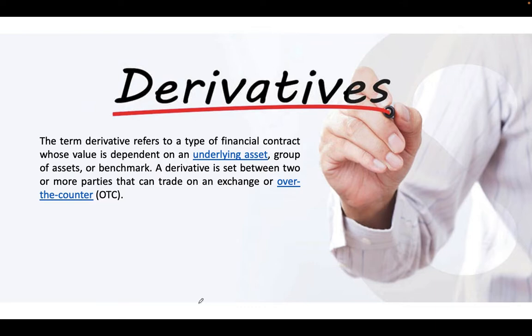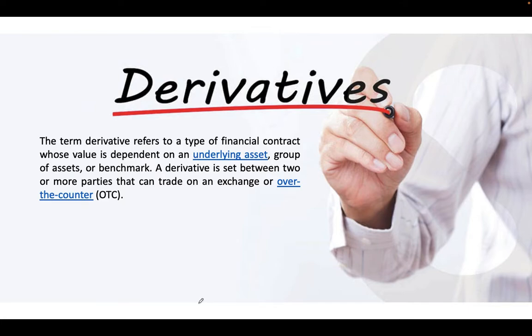Okay, today we are going to discuss financial derivatives. So, what does derivative actually mean? The term derivative refers to a type of financial contract whose value is dependent on an underlying asset, or it may be a group of assets. A derivative is a contract set between two or more parties that can trade on an exchange or OTC.